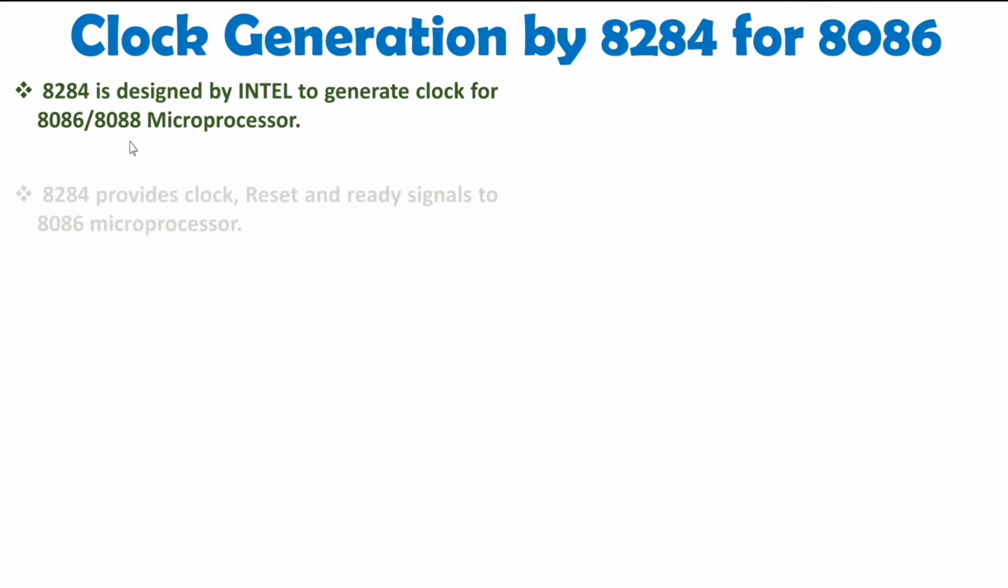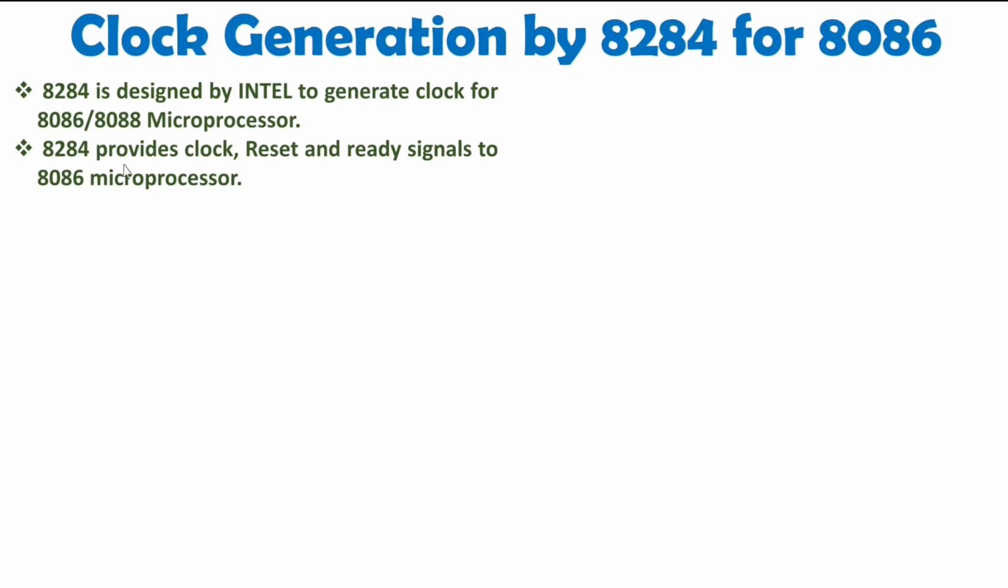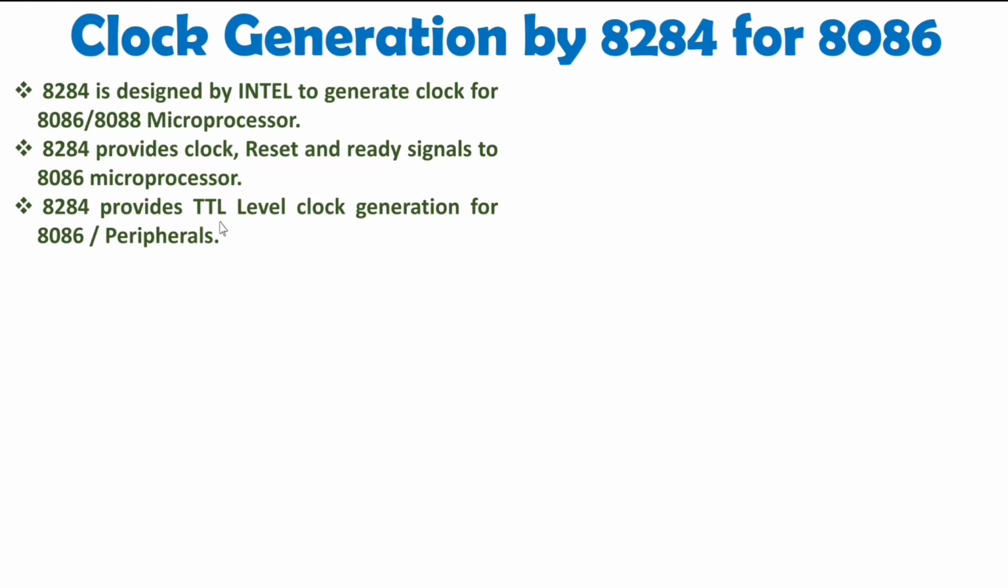My dear students, here 8284 provides clock, reset and ready signals to 8086. Here our major agenda is the clock signal and reset signal. 8284 provides TTL level clock generation for 8086 and peripherals. TTL level clock generation means what? Here we have a clock with a voltage range from 0 to 5 volts, right? So it provides a clock with TTL level, and it provides the clock for 8086 as well as for peripherals.